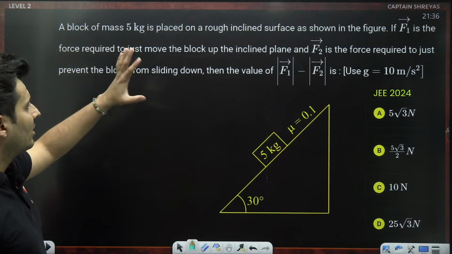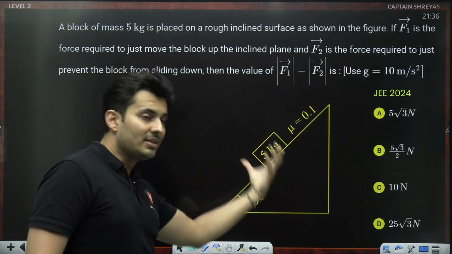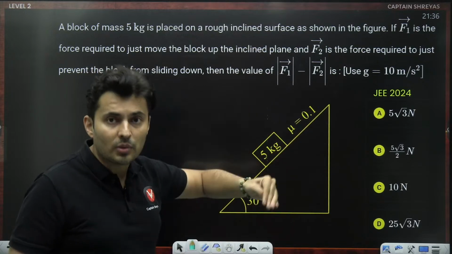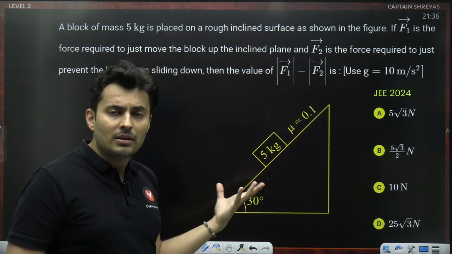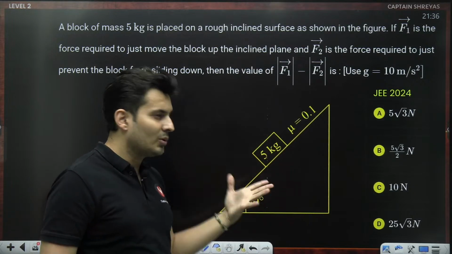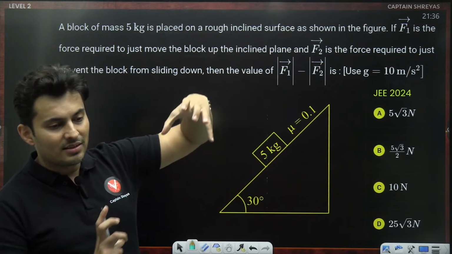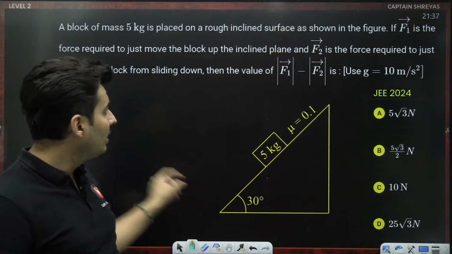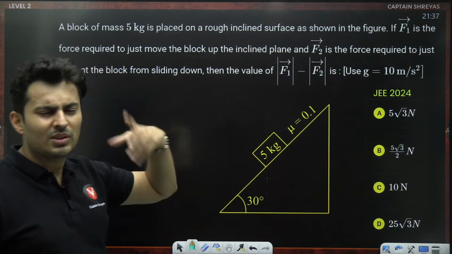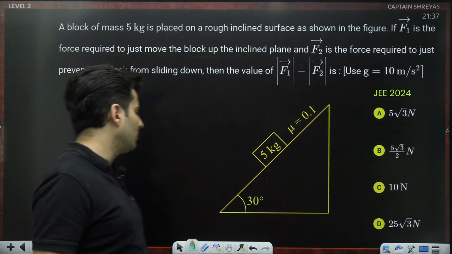There is a block on a rough incline. This question is very good. Its concept is derived from a much older question which was asked many years back in JEE. If you have solved many papers, you will remember this kind of question. There are two forces: one required to just prevent the block from going down, and one required to push it up. I think there the question was finding the coefficient. Here the coefficient is given, and they are asking the difference of the forces.